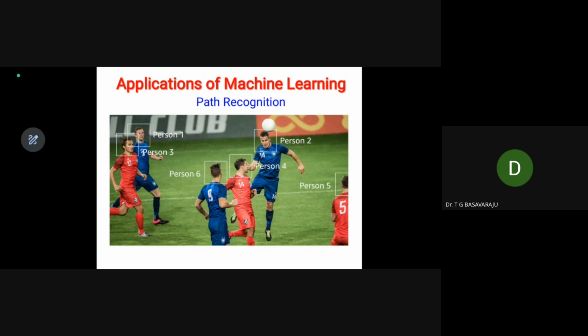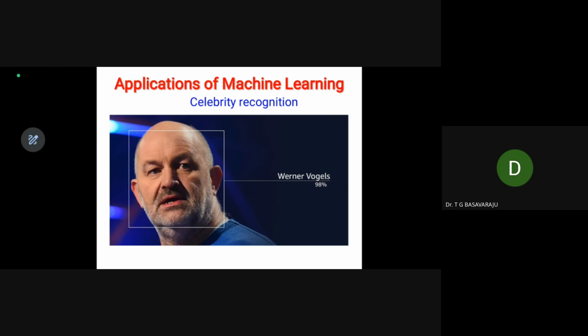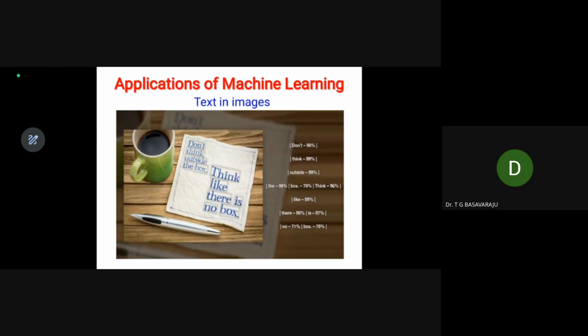Path recognition, so in the play what should be the next path, that can also be used for path recognition. Unsafe content detection, celebrity recognition, and even text in images. So if you have a lot of text along with the images, you can make it out here.